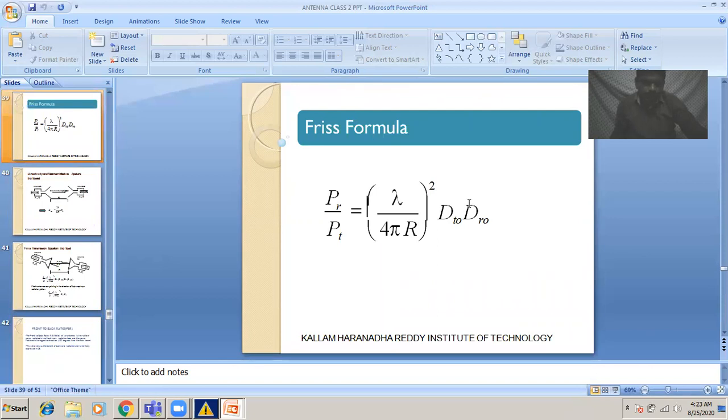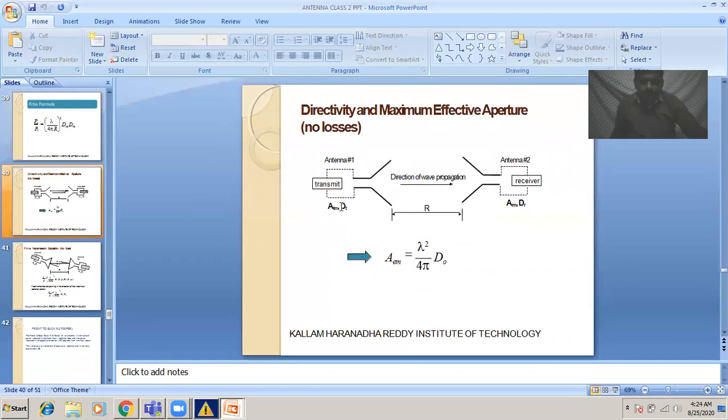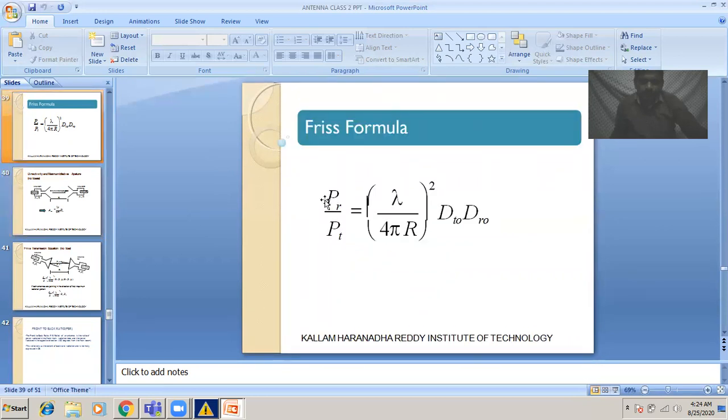This is Friis formula. It gives the amount of power received from the transmitting antenna. In this expression, these are nothing but the gains of the transmitting antenna and receiving antenna. Otherwise, these might also be called the directivity of the transmitting antenna and the directivity of the receiving antenna. PR is the power received by the receiving antenna, PT is the power transmitted by the transmitting antenna, R is the distance between the two antennas, and lambda is the wavelength corresponding to the electromagnetic radiation.